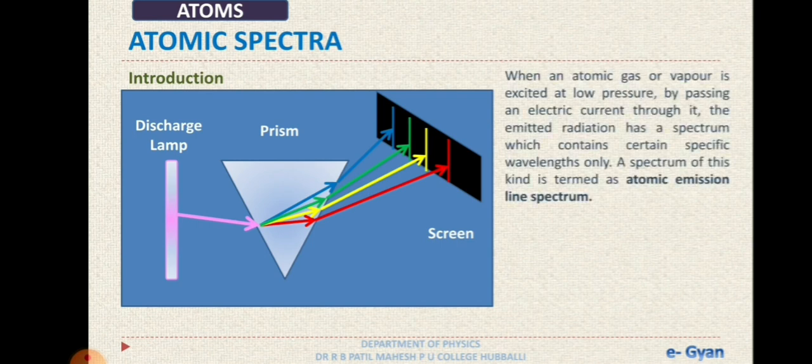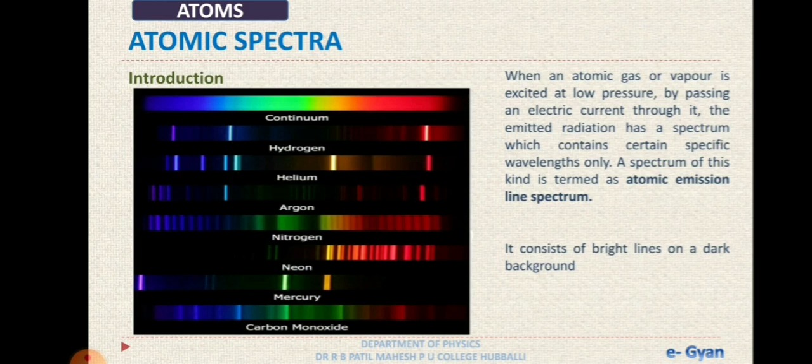When an atomic gas or vapor is excited at low pressure by passing an electric current through it, the emitted radiation has a spectrum which contains specific wavelengths only. Thus, a spectrum of this kind is called atomic emission line spectrum. Try to understand, it is atomic emission line spectrum. It consists of bright lines on a dark background.